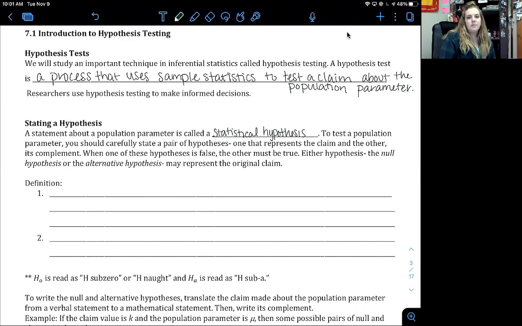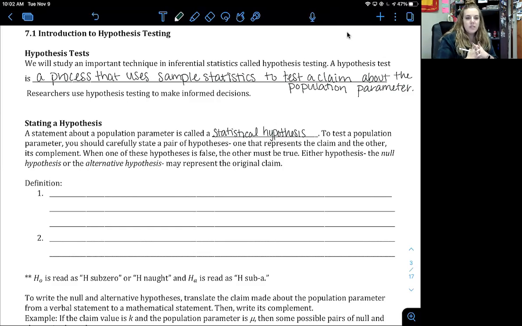Researchers use hypothesis testing to make informed decisions. When we look at hypothesis tests, the first thing we're always going to do is state our hypothesis. A statement about a population parameter is called a statistical hypothesis. To test a population parameter, you should carefully state a pair of hypotheses, one that represents the claim and the other its complement. So stating the statement and the reverse of it. When one of these hypotheses is false, it means that the other one must be true. Either hypothesis, the null hypothesis or the alternative hypothesis, may represent the original claim.